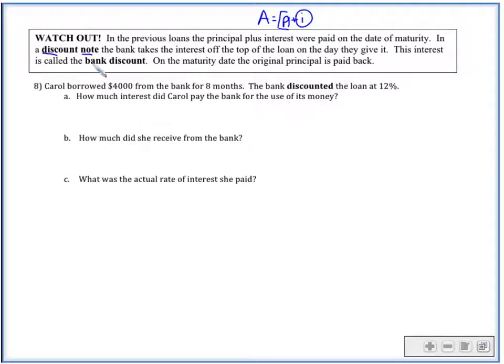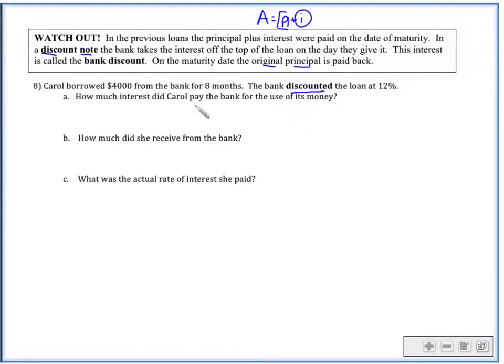And this interest is called the bank discount. So on the maturity date, all you have to pay back is the original principal amount. So anytime it talks about a discount note, you're going to use this process. So Carol borrowed $4,000 from the bank for 8 months. The bank discounted the loan at 12%. So that's your key phrase here that you need to run a discount loan.